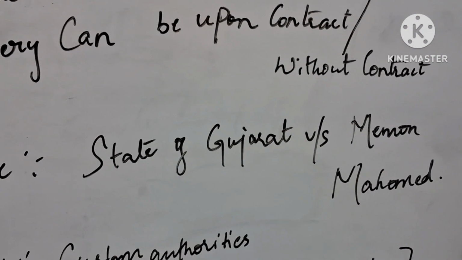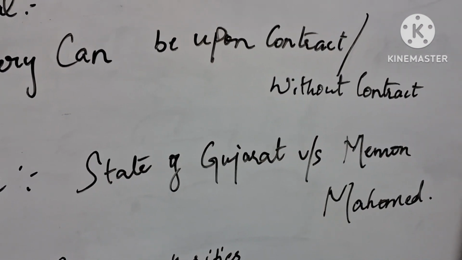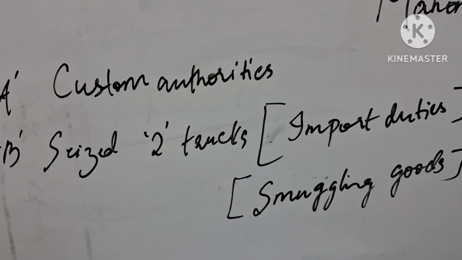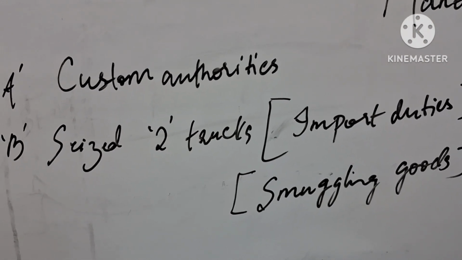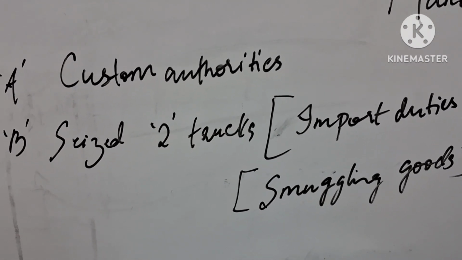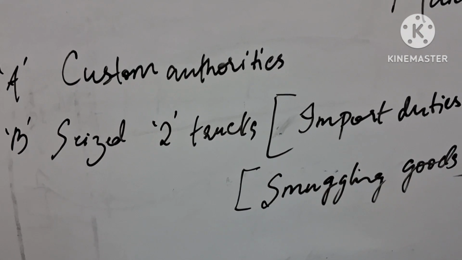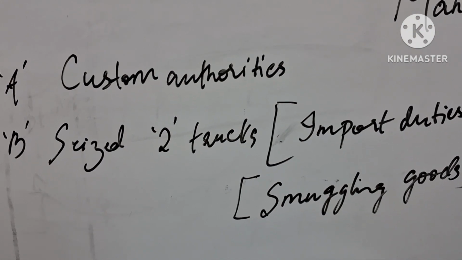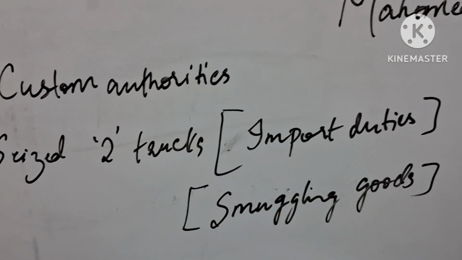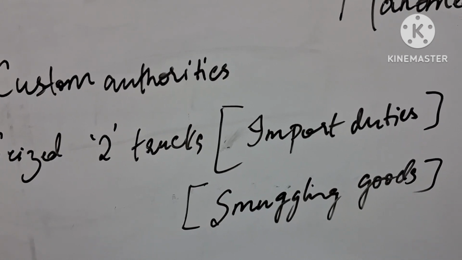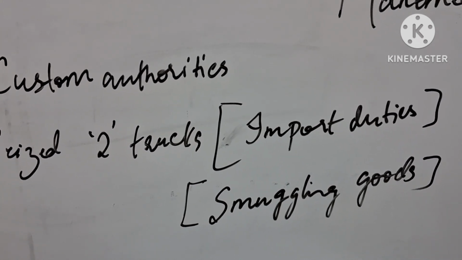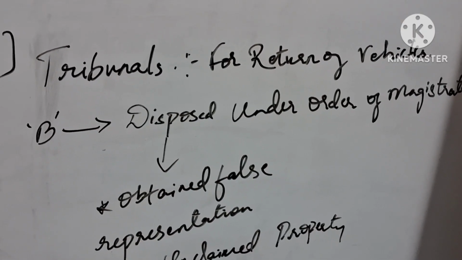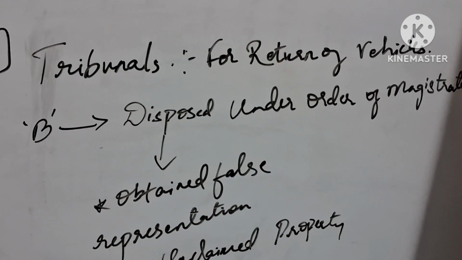So in this case, that is State of Gujarat v. Memon Mohammed, let us move to the facts of the case. Here A is the customs authorities, and B is the petitioner. The customs authorities seized 2 trucks of the petitioner on the grounds that he had not paid the import duties and the trucks were used for smuggling goods. Then the tribunal directed the customs authority to return the vehicles.